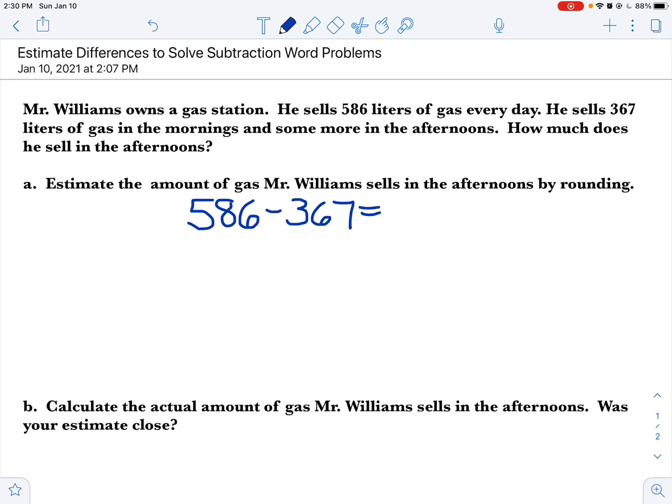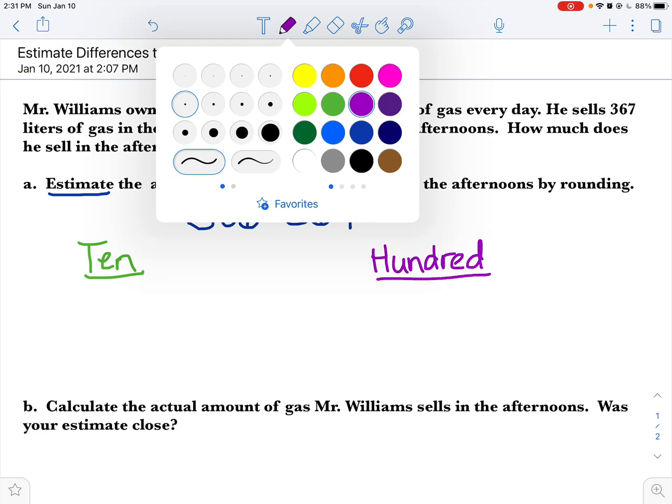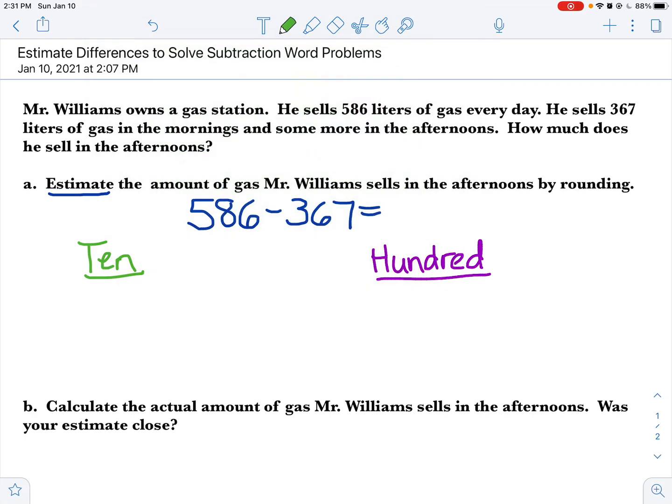Now remember, right now, all we're asked to do is to find the estimate. We don't need to actually solve the exact answer yet, so we're going to focus on our estimate. And remember, we can either choose to round to the nearest 10, or we can choose to round to the nearest 100. When you do your assignment today, you do not need to do both. I am modeling both for you so that you can see how it works out and compare which one is more accurate and to see which one you prefer. But you will get to choose today.